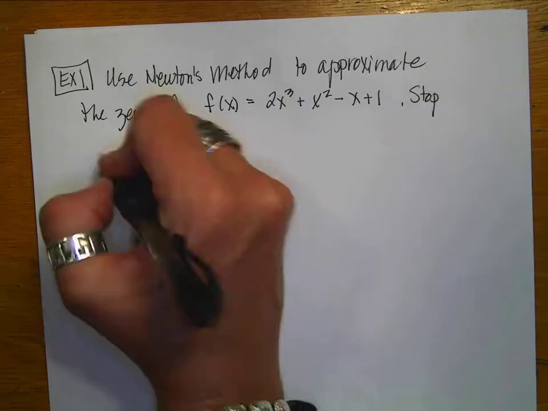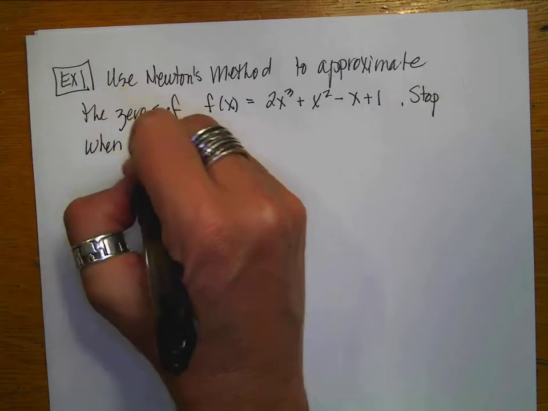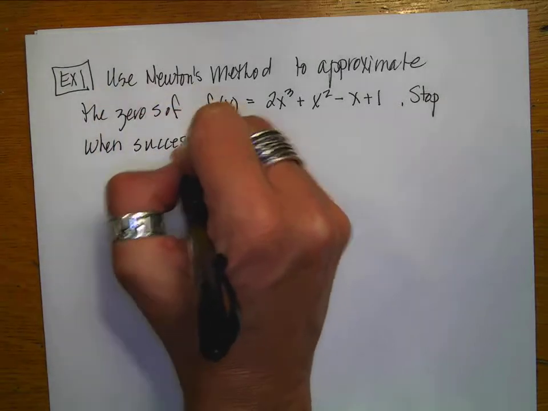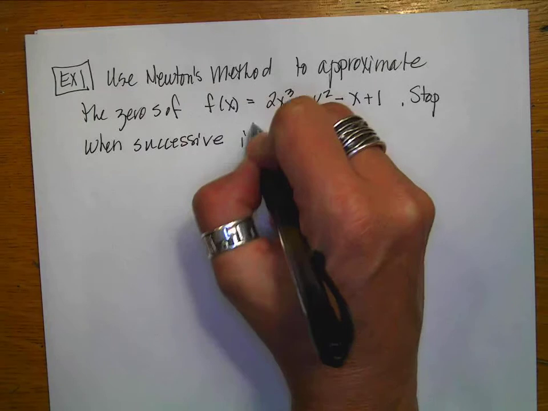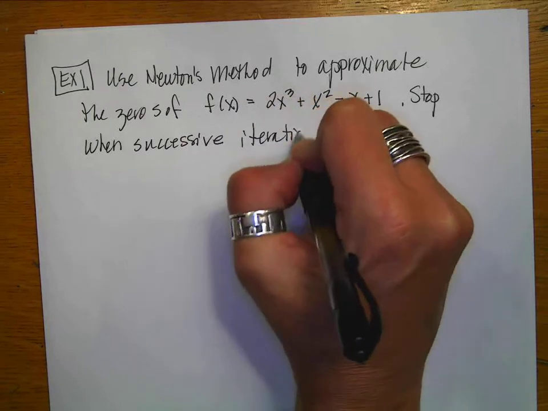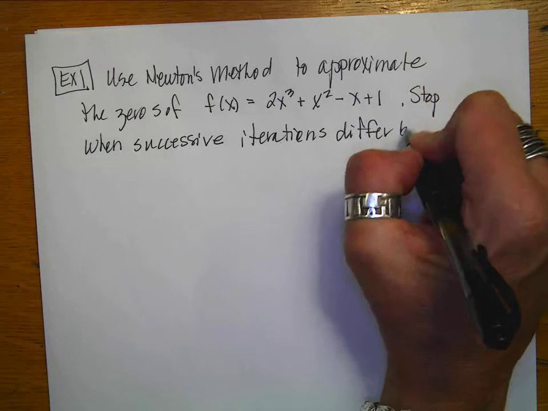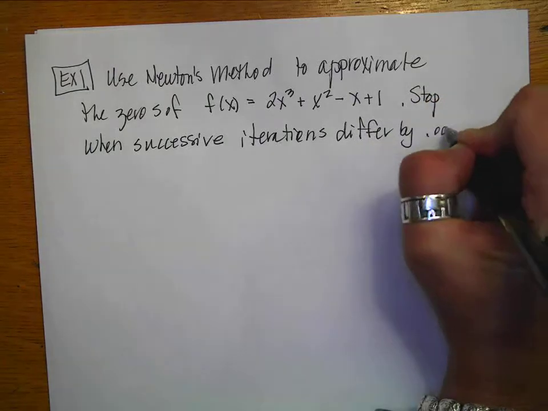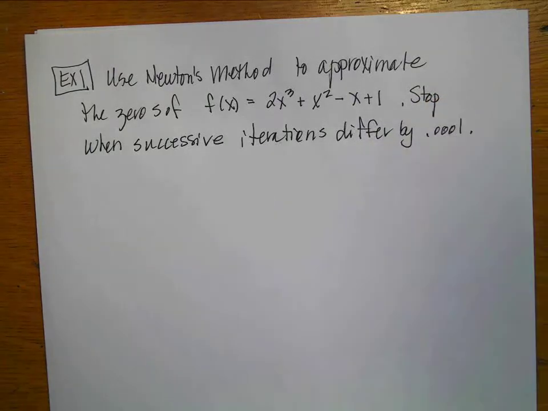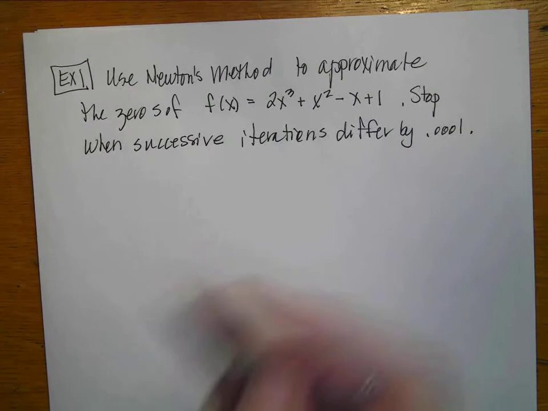And I want to stop when my successive iterations differ by, that's a lot of writing, 0.1231. So I'm going to have 4 decimals of accuracy.